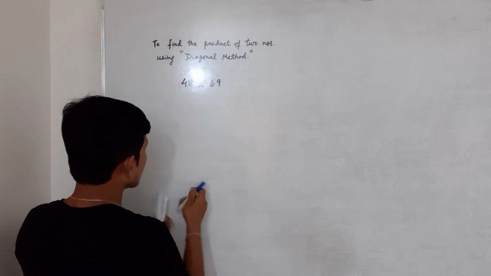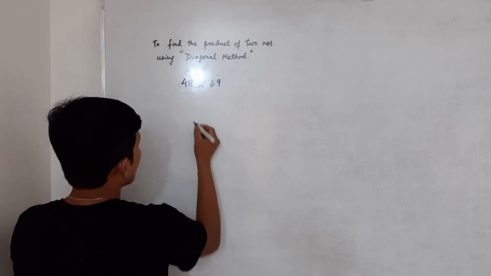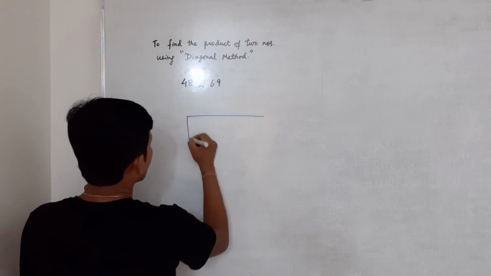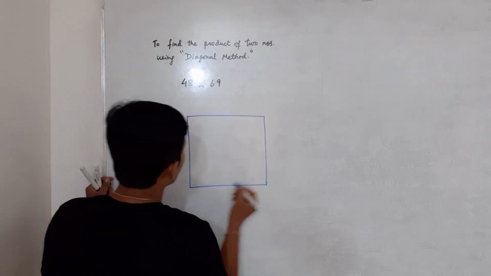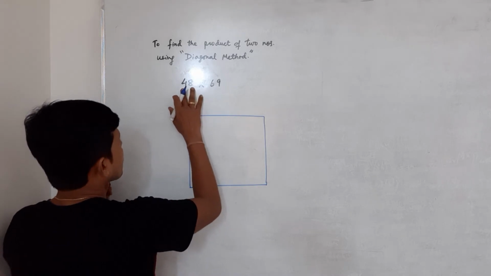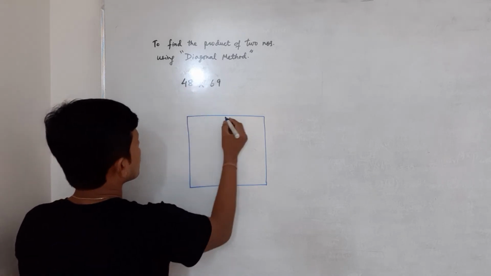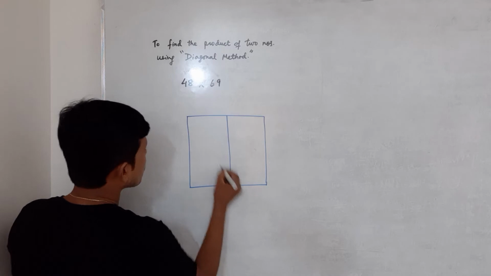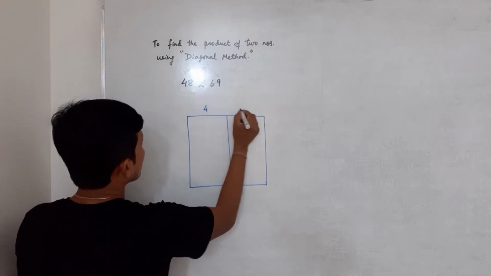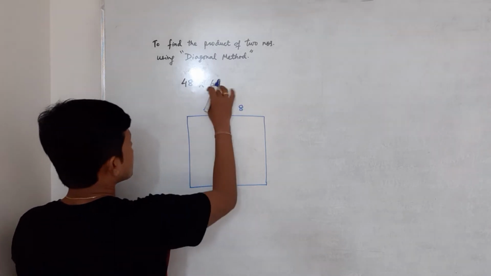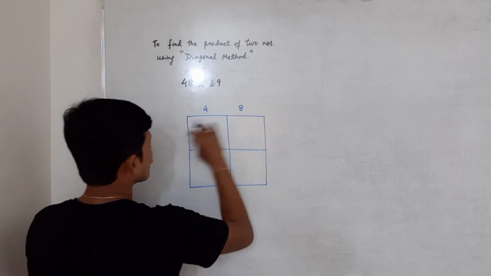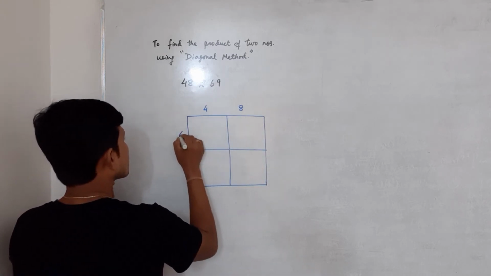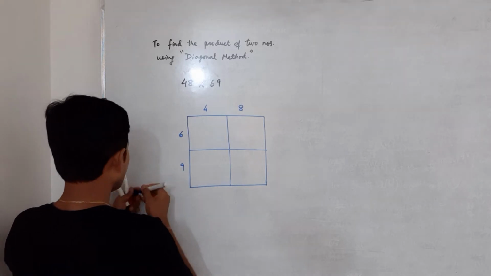For this you have to draw a square. See, I have drawn a square over here. Now, if you see over here, 48 is a two-digit number, so I am making two columns. I am writing over here 4 and 8. 69 is also a two-digit number, so I am making two rows. So over here I am writing 6 and 9.